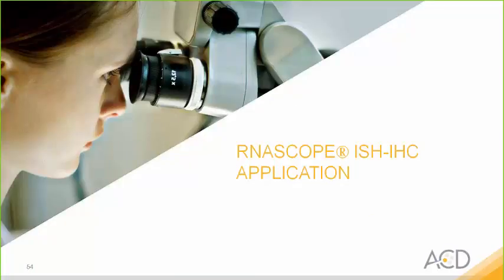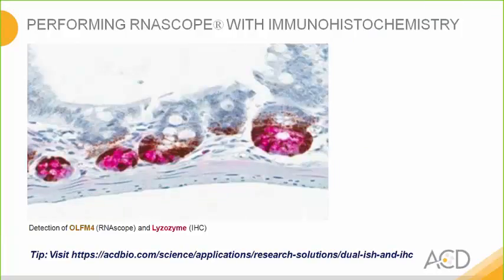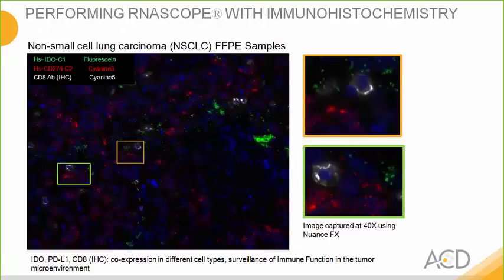As previously mentioned, it is possible to do ISH and IHC application together. Here we see the OLFM4 marker using the RNAscope chromogenic brown assay and the lysozyme antibody with IHC. Again, you may visit the site below for more tips and information regarding dual ISH and IHC. Similarly, you can also perform it with the multiplex fluorescent kit as well as antibody staining seen here.